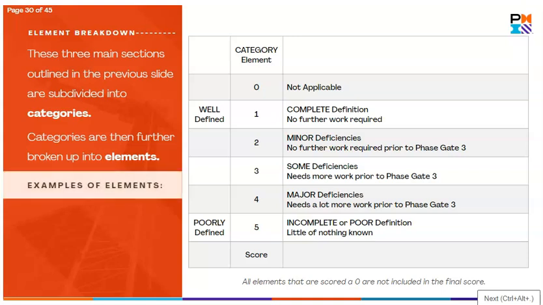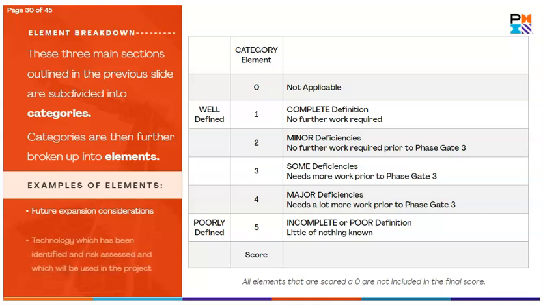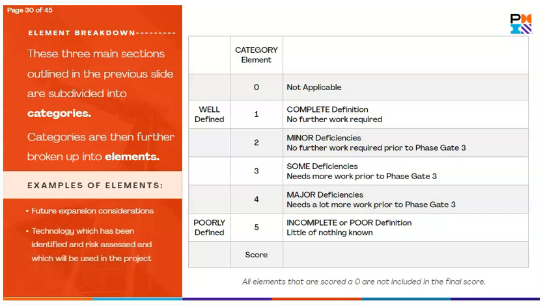High-level examples of elements include future expansion considerations and technology which has been identified and risk assessed and which will be used in the project. Click here to download a PDF.